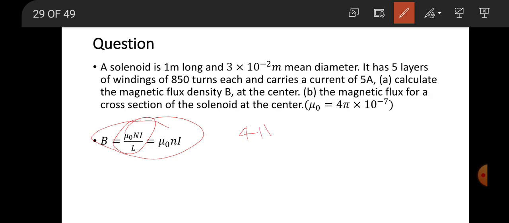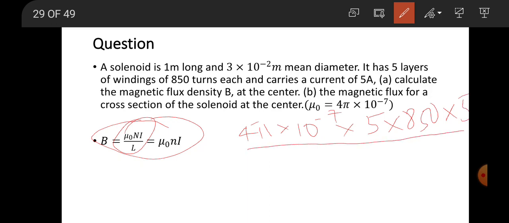4 pi times 10 to the power minus 7, multiplied by N. N is the number of turns, and we have 850 turns, but we have 5 layers. So because of the 5 layers, we are multiplying by 5, then by 850. Then the current is 5 amperes, so we say multiply by 5 again. Now divided by L, the length, which is 1 meter.